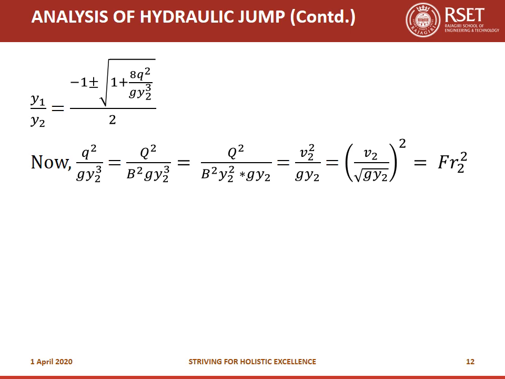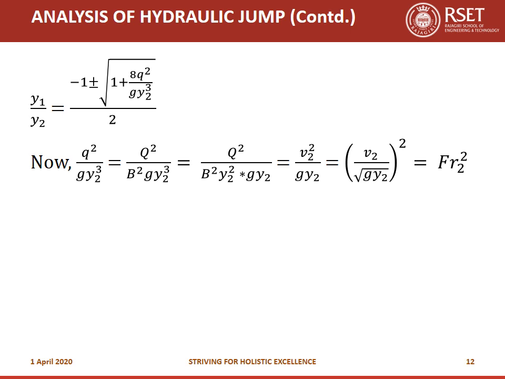So small q squared, I'm going to write it as capital Q squared by b squared into g y2 cube. I am going to split the denominator into b squared y2 squared into g y2, because q squared divided by b squared y2 squared is q divided by b y2 the whole squared. Q divided by b y2 is nothing but v2, or discharge divided by area is nothing but velocity. So q divided by b y2 the whole squared becomes v2 squared divided by g y2, which becomes equal to v2 divided by root of g y2 the whole square.